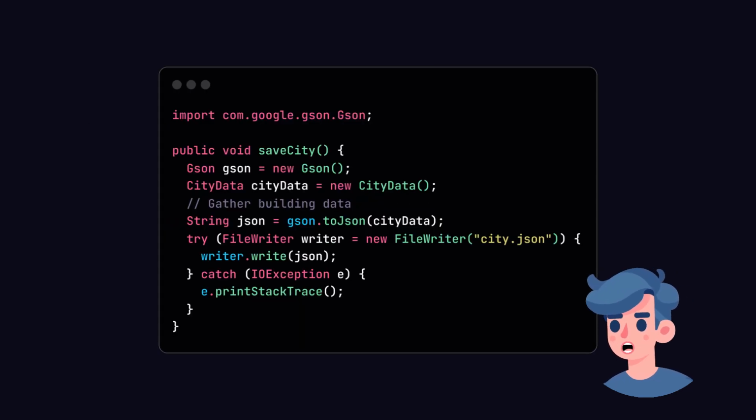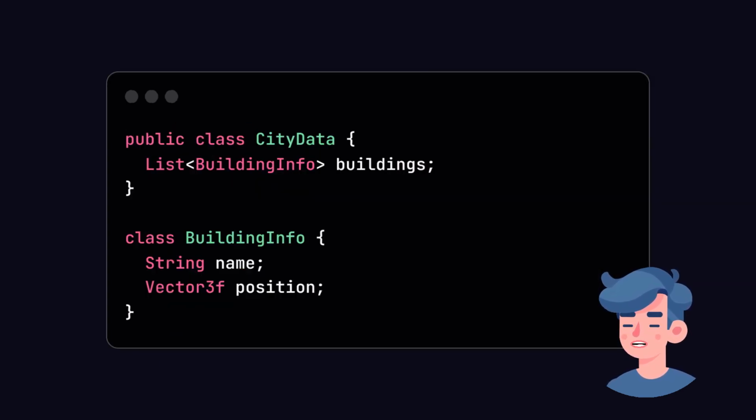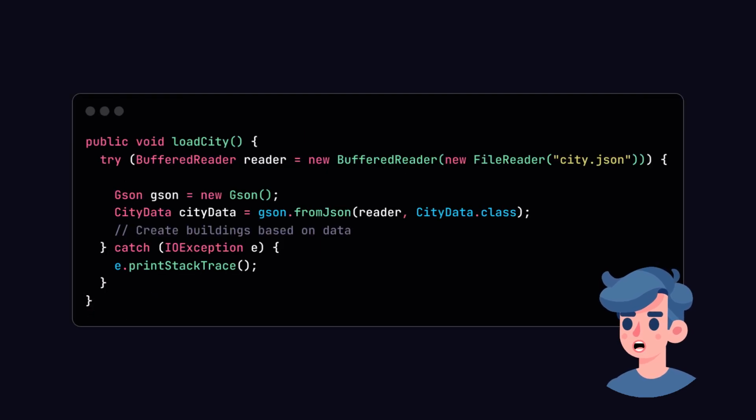Next up, we need to persist the city's state. We can implement a simple save and load mechanism using JSON to store building positions. For city data, you can store positions of buildings. For simplicity, we can just store the names and positions of the buildings. In the loading mechanism, we will read the JSON file and create the buildings based on the saved data.